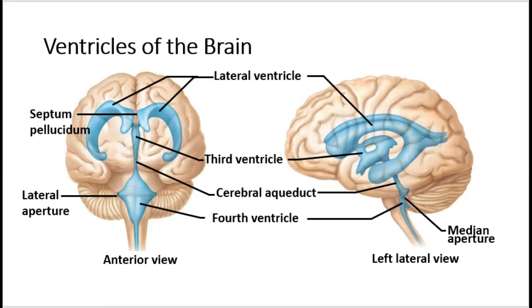Both lateral ventricles have a channel that connects them to the 3rd ventricle. The 3rd ventricle is very narrow, and it lies between the 2 halves of the thalamus. It is connected to the fourth ventricle by a canal called the cerebral aqueduct. So the fourth ventricle lies dorsal to the pons and the medulla oblongata. Its wall has 3 openings into the subarachnoid space called apertures: lateral apertures and a median aperture.